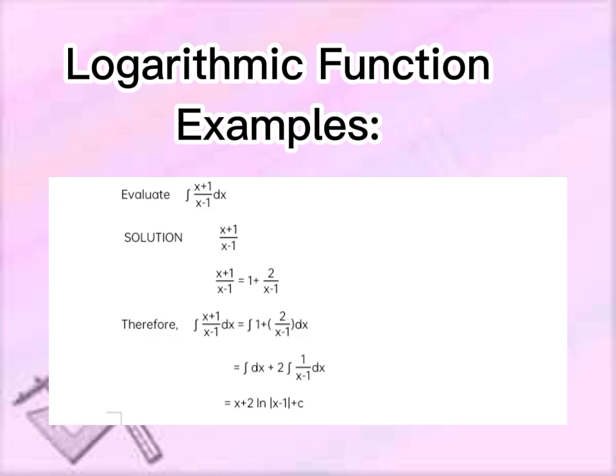So, this is the last example of logarithmic functions. Evaluate the integral of x plus 1 all over x minus 1 dx. So, here is the solution. x plus 1 all over x minus 1 is an improper fraction. So, we divide the numerator by the denominator and obtain x plus 1 all over x minus 1 is equal to 1 plus 2 all over x minus 1. Therefore, to integrate x plus 1 all over x minus 1 dx is equal to the integral of 1 plus 2 all over x minus 1 dx. That is equal to the integral of dx plus 2 times the integral of 1 all over x minus 1 dx. So, the final answer is x plus 2 ln of x minus 1, which is our u, plus c. So that's all.